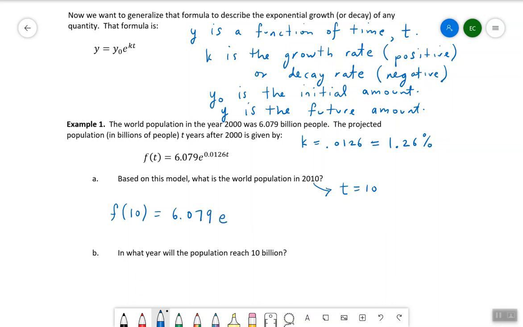6.079 times e to the 0.0126 times 10. If you put that in your calculator carefully, then you should get 6.895. I've rounded to 3 decimal places. And then what are the units? 6.895 what? Well, we're talking about people, not just people, but billions of people. So 6.895 billion people would be the complete answer.